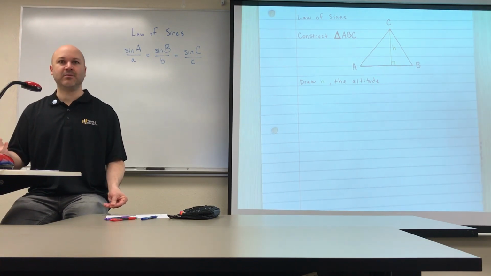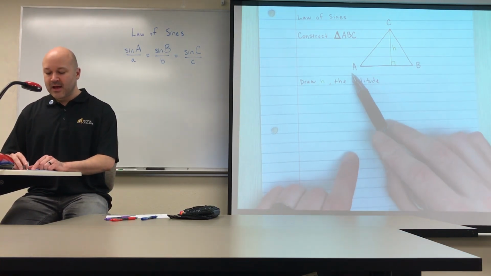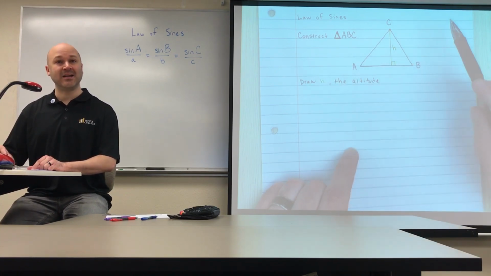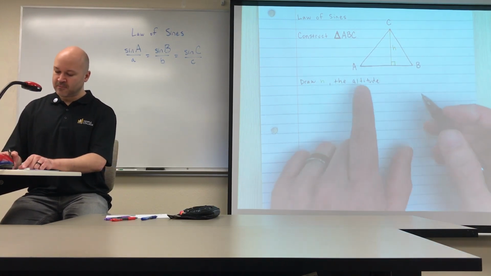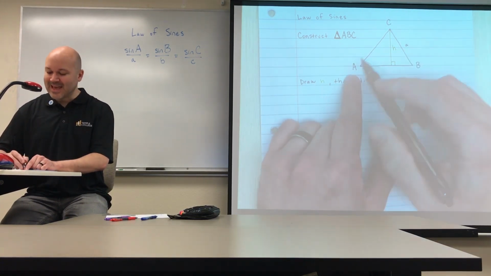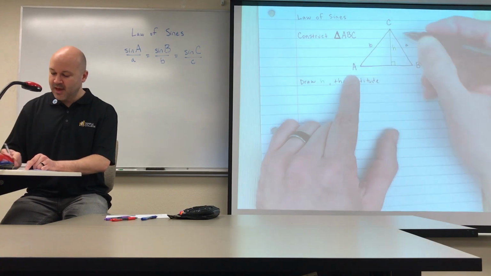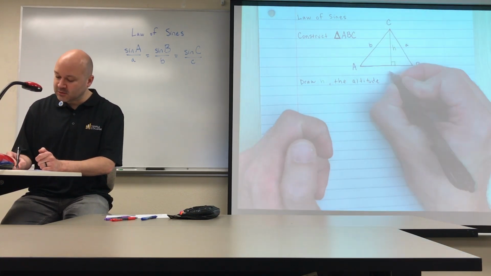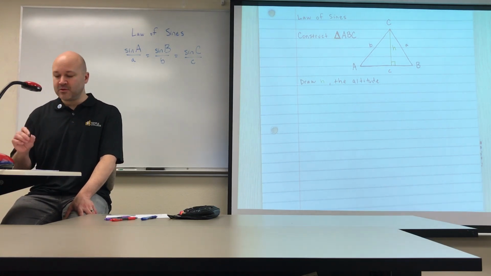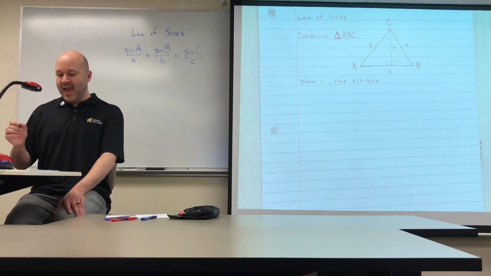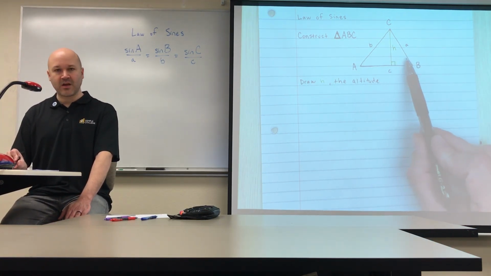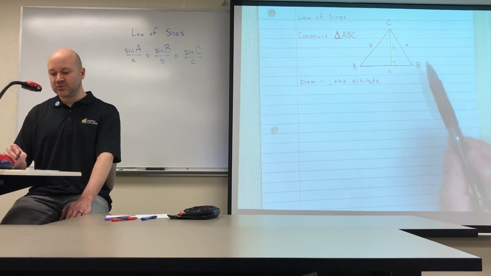I should also finish labeling the triangle. If my angles are capital letters, then we label their opposite side lengths with the same letter but lowercase. So CB I could call little a, AC is little b, and then this whole AB is lowercase c. Okay, generic triangle ABC, I've drawn the altitude, and by doing so, I've now created two right triangles inside my original triangle ABC.